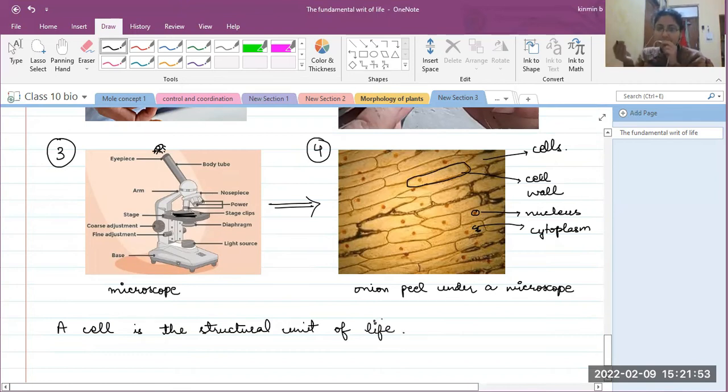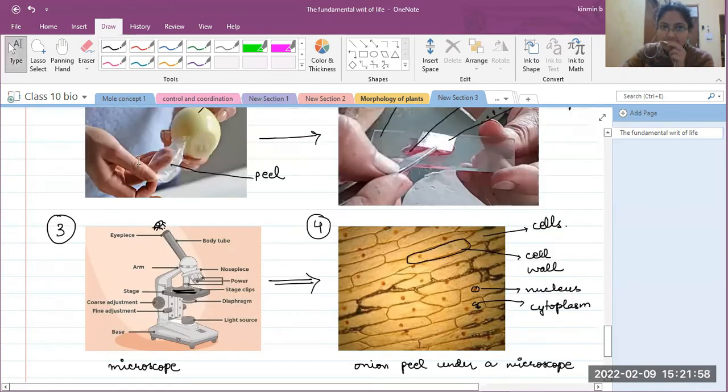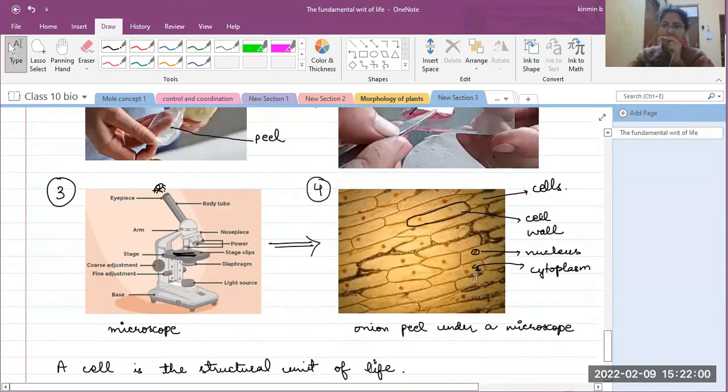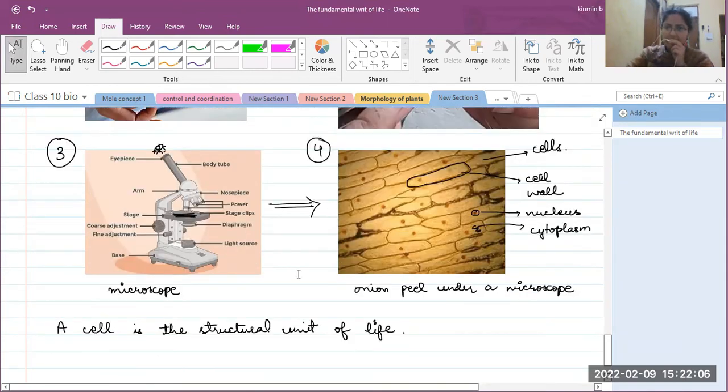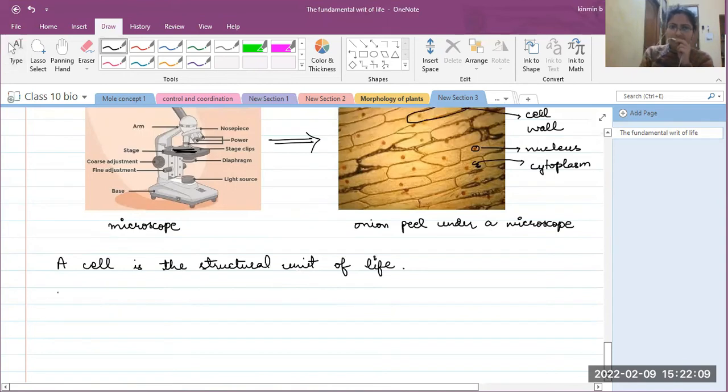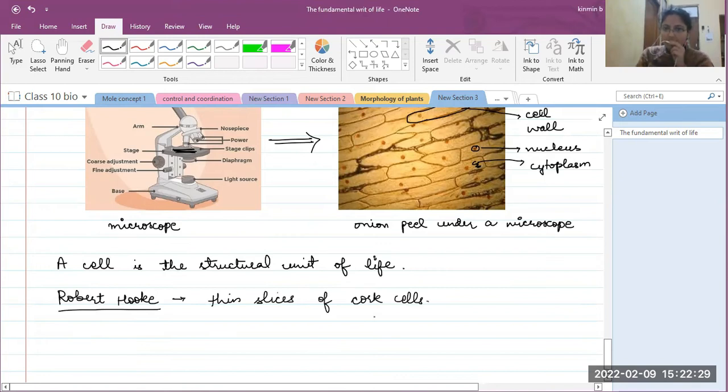Okay, we can do this activity with anything that we have. We just have to cut it into very thin slices, as thin as this onion peel, because it is very thin, so we can see the cells properly. There was a scientist who first discovered these cells. His name was Robert Hooke. What did he do? He cut very thin slices of cork cells. Cork is a substance that is obtained from the bark of a tree.